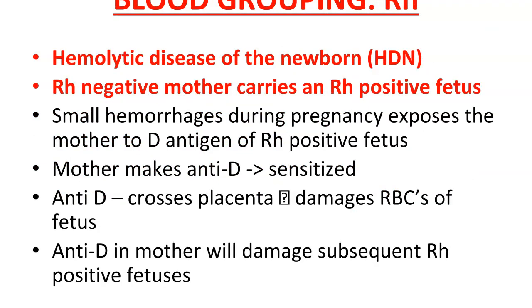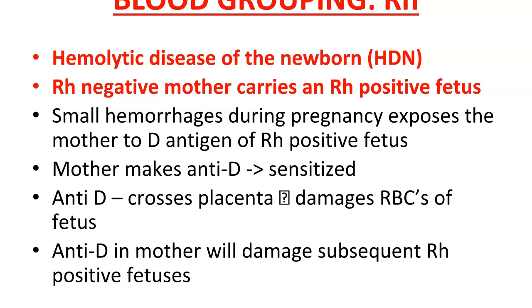Now, the Rh system has a special implication in pregnancy. An Rh negative mother carrying an Rh positive fetus may develop the anti-D antibody, which could harm the Rh positive baby in the uterus. And this is the special consideration that Rh negative women need to have upon pregnancy. So these Rh positive babies being carried by an Rh negative mother may develop a condition called hemolytic disease of the newborn.